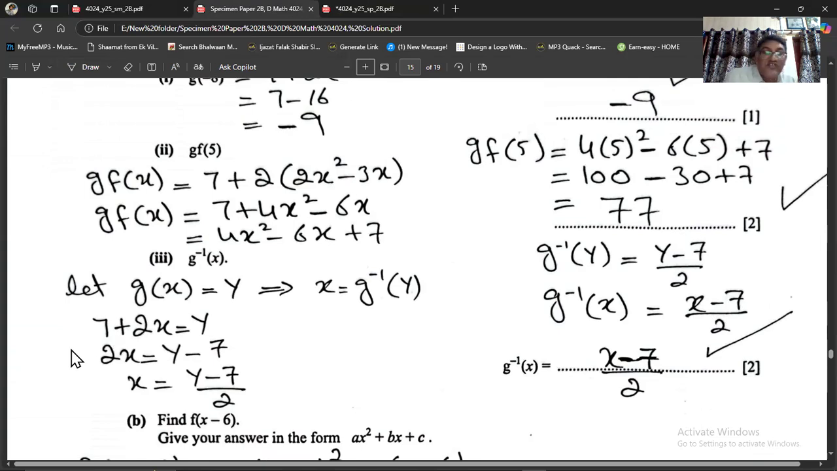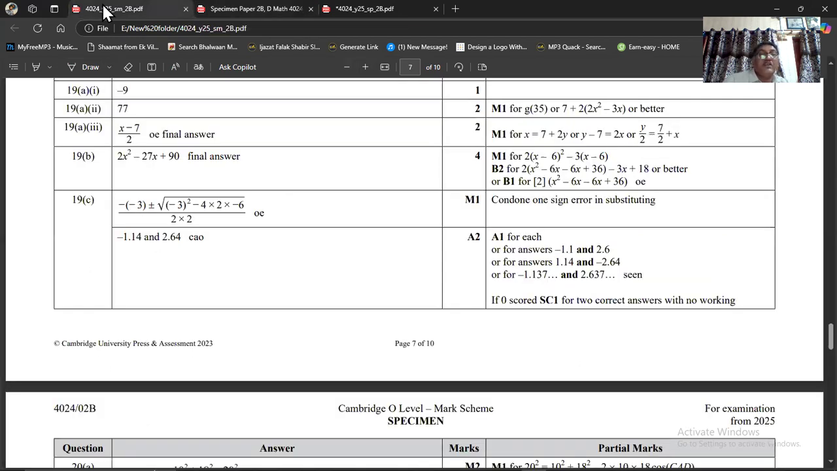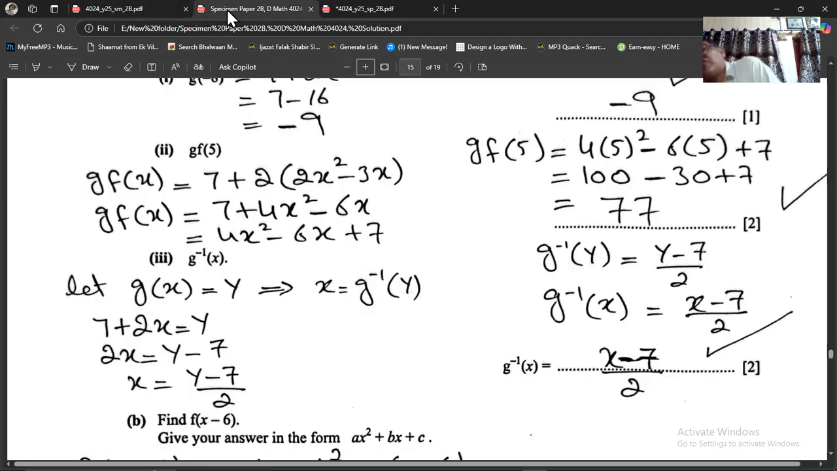So 2x is equal to y minus 7. x will be equal to y minus 7, the whole thing divided by 2. And in the place of this x, I will write this thing. g inverse of y equals y minus 7 divided by 2. And then I will change the variable. So g inverse of x will be equal to x minus 7 by 2. So this is how you find the g inverse of x. x minus 7 by 2 is the answer here, sir. Our answer is also the same. I hope you understand how to find the inverse of a function.